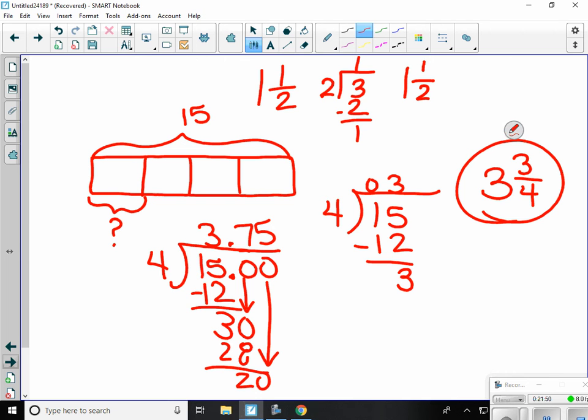Okay. Now, 3 and 75 hundredths. Oh. All right. 3/4. The fraction 3/4. 75 out of 100 is 3/4. These are the same thing. Those are equivalent.